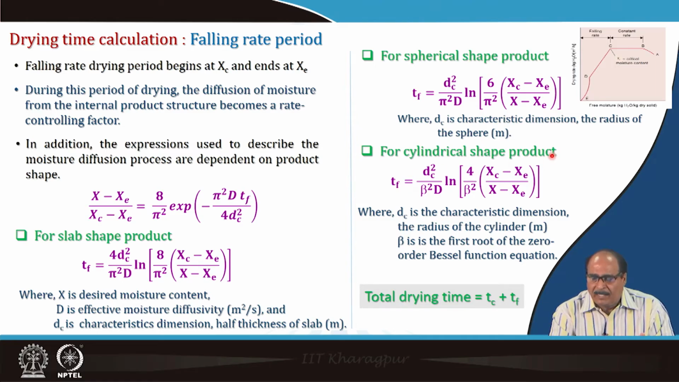For a cylindrical shaped product, again the equation remains the same, with the 6 becoming 4 in this case, and π² becoming β². So, d in this case is the radius of the cylinder, and β is the first root of the zero order Bessel function equation. So, depending upon the product geometry, one can calculate Tf. The total drying time of the commodity, T, is equal to Tc plus Tf, that is the constant rate drying time and the falling rate drying time.